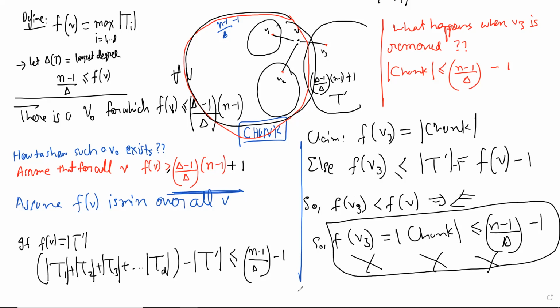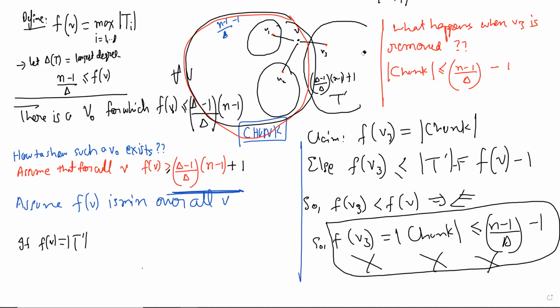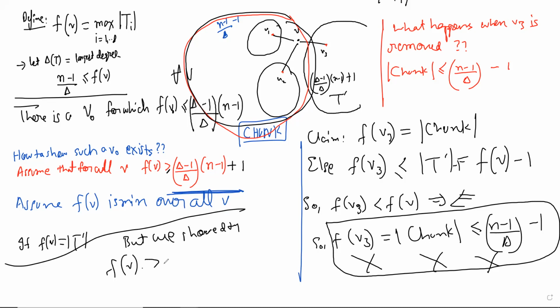Well, because we have proved, right? We have proved that for every vertex, any vertex v, f of v has to be bigger than the average, right? That's why the lower bound was useful. But we showed that f of v is bigger than n minus 1 by delta for any vertex v. So that's the problem.